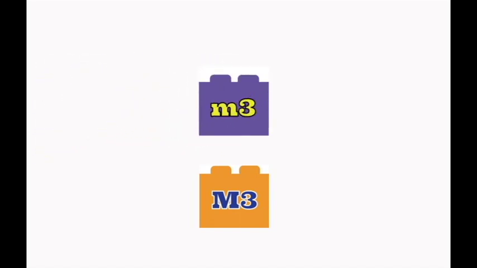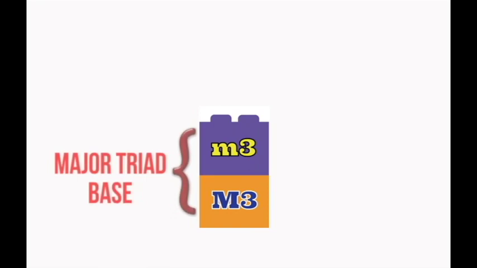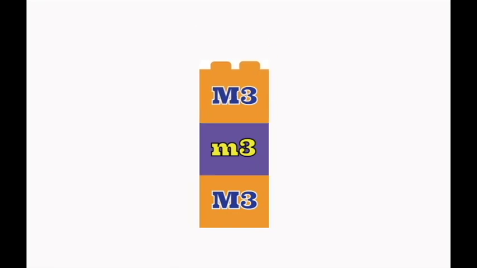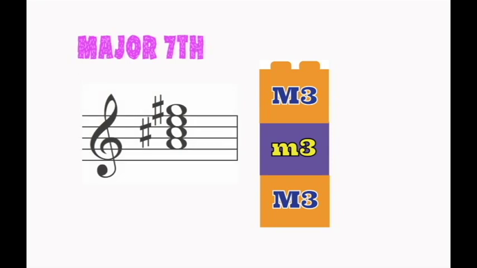Let's begin by looking at those two seventh chords that have a major triad at the base. To build the chord, we stack a minor third on top of a major third. If you recall, this is how we build a major triad. But if we add a major third on top, we've now created a major seventh chord. This chord is simply a major triad with a major third on top.